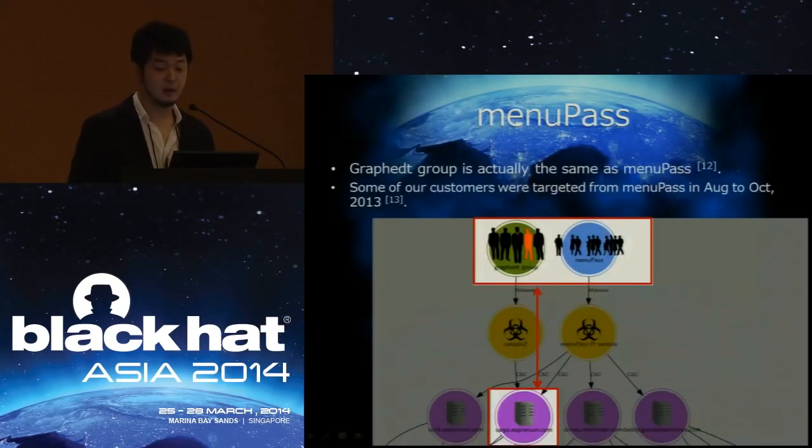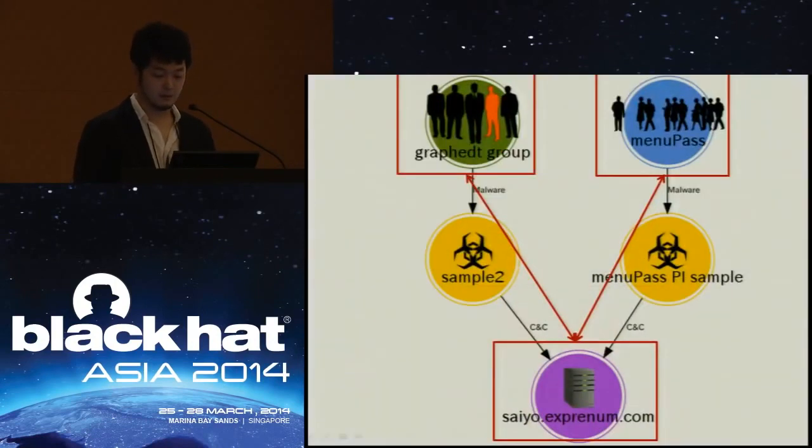Next, Menupass. Menupass is an APT actor using Poison Ivy, reported by FireEye. Menupass is one of our motivations for this research. Because Menupass targeted our customers last summer, we analyzed this group's Poison Ivy and PlugX samples, and finally we specified that Sayo.explanum.com is shared by Poison Ivy and PlugX samples of this group in the same period. If you'd like to know about this incident, you can see our report, IIR volume 21.